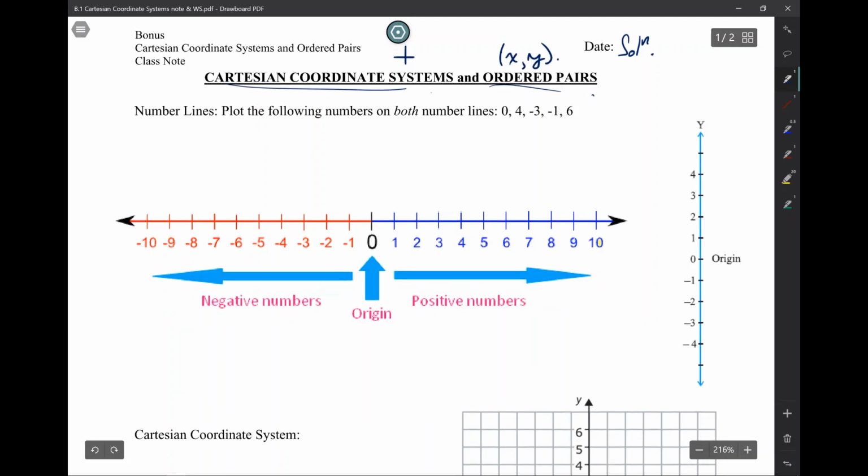Now, just briefly, this comes just a little bit before Cartesian coordinate systems. We have number lines. I have two standard number lines here. I have one that's horizontal, and I have one that's arranged vertically. So a number line, the key components, we have what we call the origin, and that's where the number 0 sits on our number line.